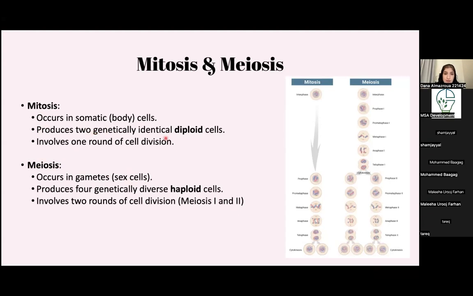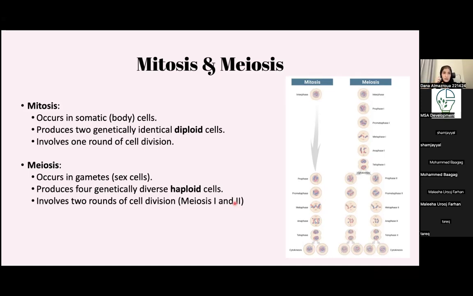Now, mitosis produces two genetically identical diploid cells. So the parent cell would divide and give rise to two daughter cells, and they're completely identical to the parent cell. In meiosis, however, it produces four, not two, and they're genetically diverse haploid cells, meaning they're not identical to the parent cells. They're different. And we're going to explain why later on. Mitosis involves one round of cell division. However, meiosis has two rounds. There's meiosis 1 and then meiosis 2.